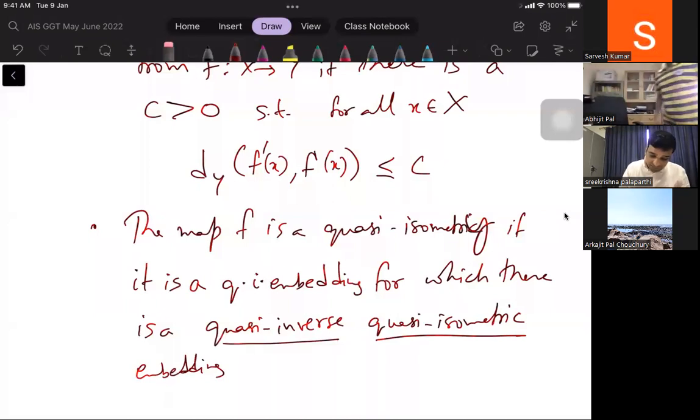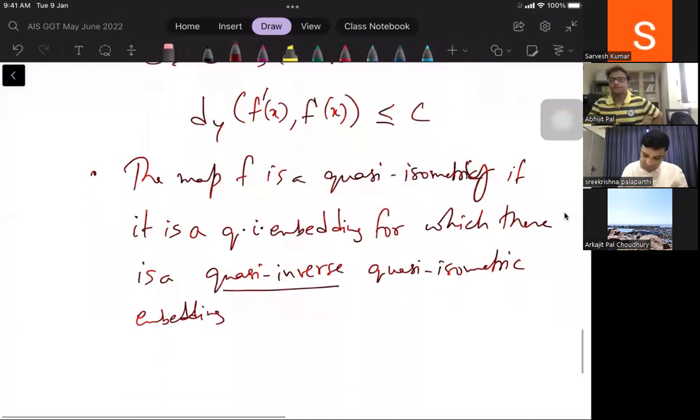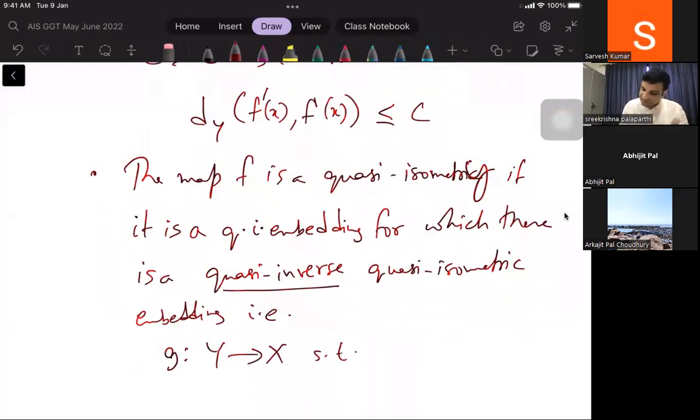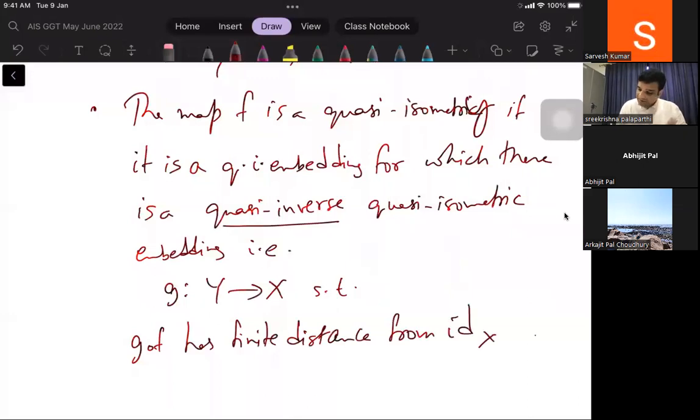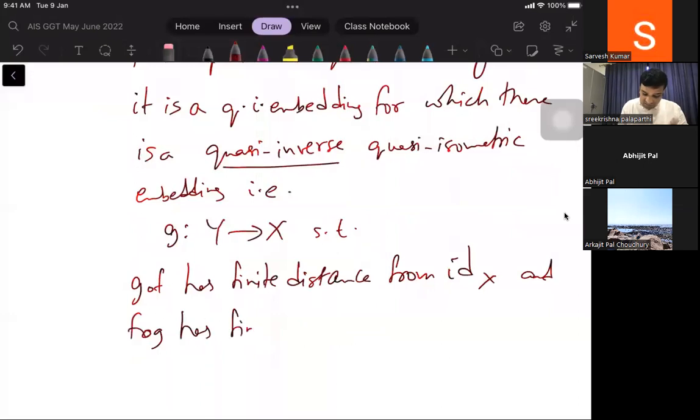Okay. So what is this quasi inverse? It is a map g from Y to X such that g composed with f has finite distance from identity of X, and f composed with g has finite distance from identity of Y. So you can't expect the composition to be identity, but what you can expect is that it is at a finite distance from identity.